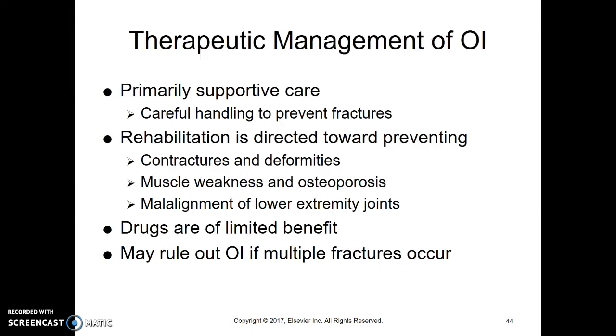There are not a lot of drugs that can help this, and if a child has multiple fractures, it's worth ruling out osteogenesis imperfecta. Most of the time it's the mild form, and so these are kids who can still run and play and act like normal kids, but they are going to break bones more easily, so we probably don't want them climbing trees. We'd rather have them jumping rope. We don't really want them doing contact sports, but they can do swimming. So we're going to have to let them be normal kids, but try and minimize the risks for breaking bones.